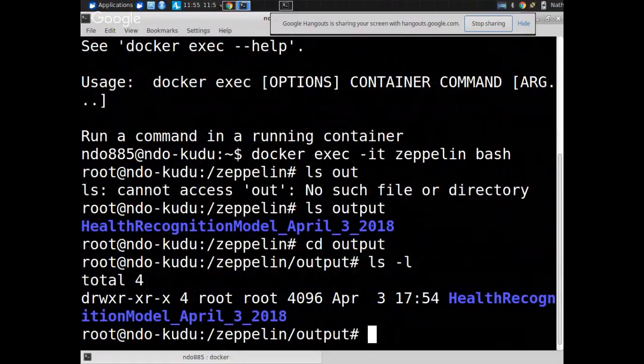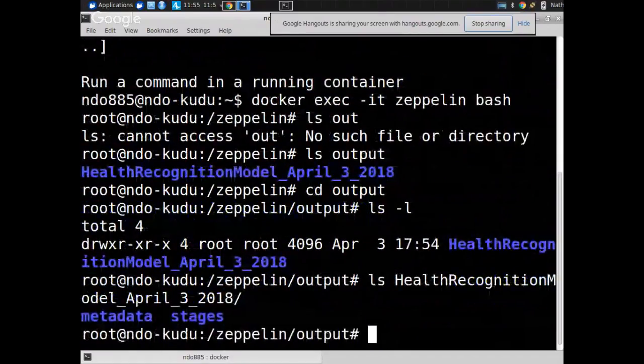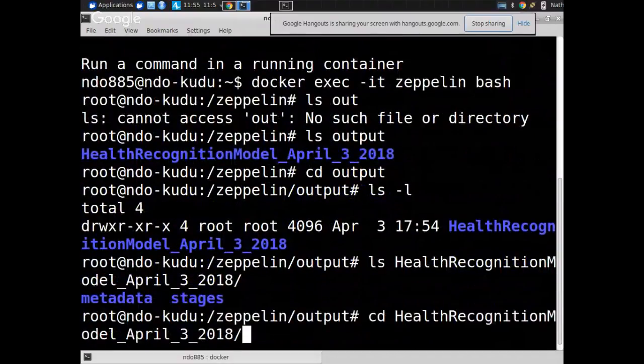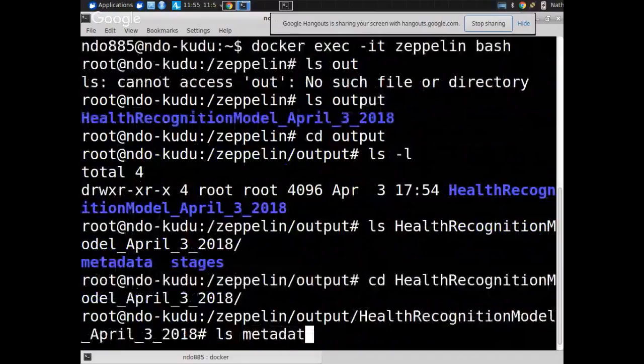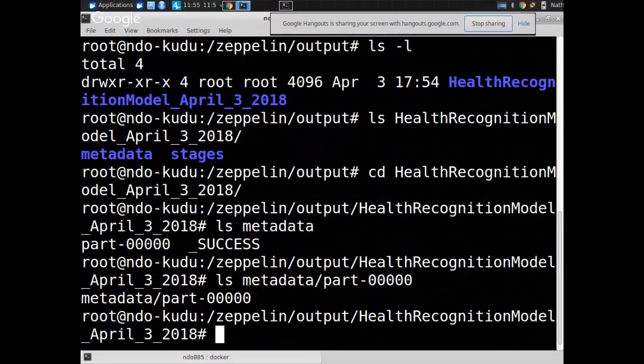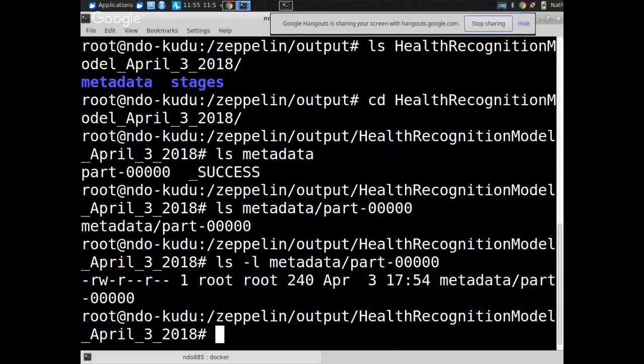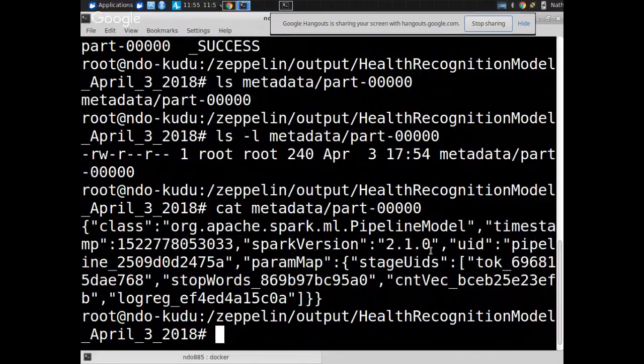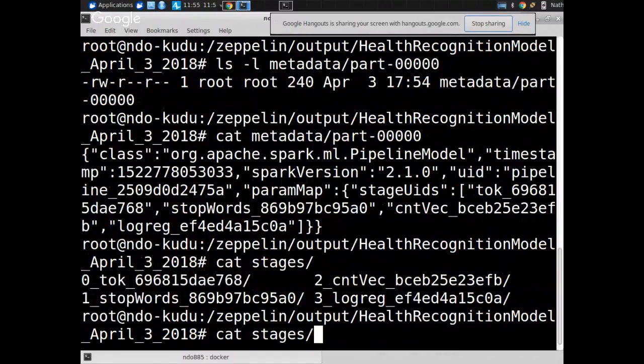And if you go look at the health recognition model, you could see the stages and the metadata about it. There we go. And as is traditional for Spark, these are stored in a way that is sort of labeled within these folders, reflecting they may be output from many machines. I don't know for a fact if these are in text, but yes, it looks like it is, and it documents some information, and then there are some stages associated with this as well.